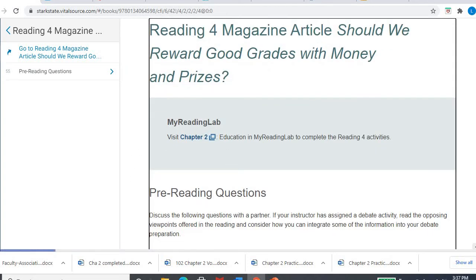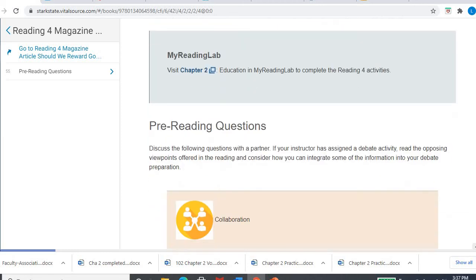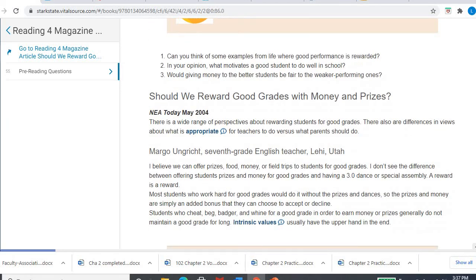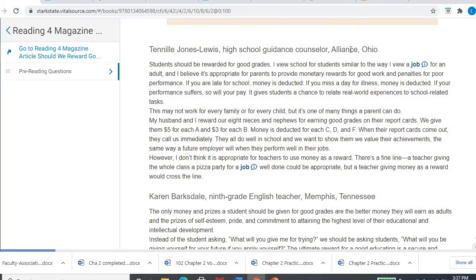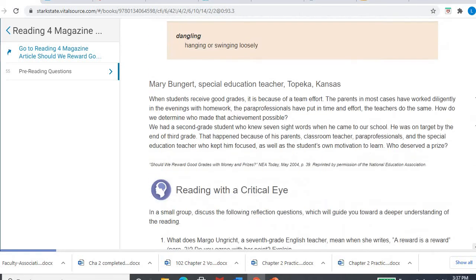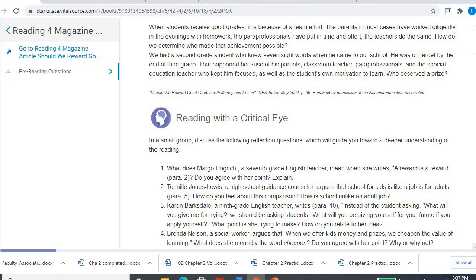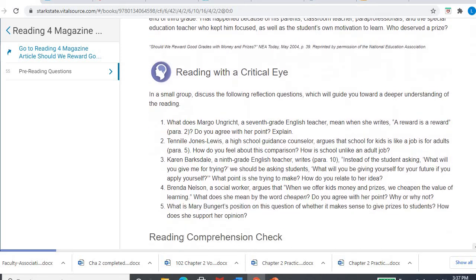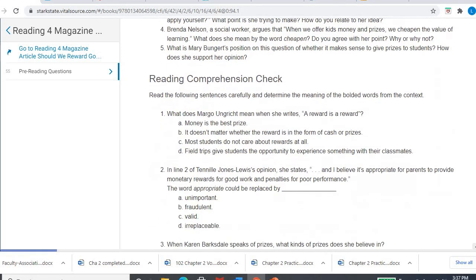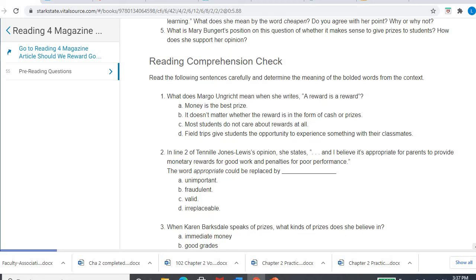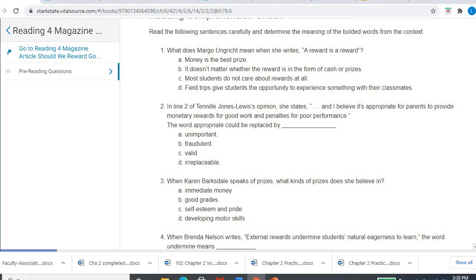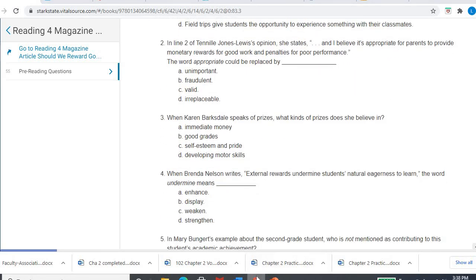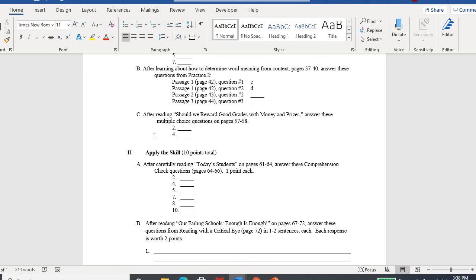Again, this is one of my favorite ones, honestly, because it's really easy to read. They interview different teachers. And so you'll read the little different interviews. And I think it's really neat because we have someone from Alliance, Ohio in there who was interviewed. So you'll go through, you'll read those, and then you are answering questions from the comprehension check. So again, not the short answer, comprehension check. You are answering questions 2 and 4. So 2 and 4. And that is part C right here.